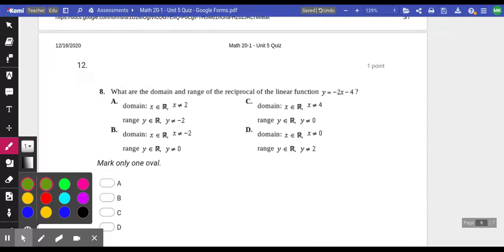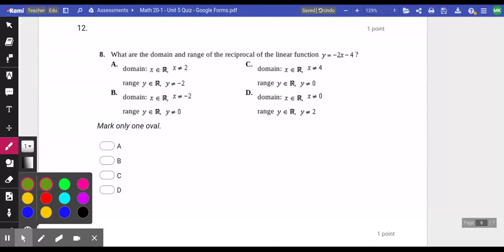Number 8. Oh, domain and range. We haven't talked about domain and range in a long time, so why not throw it at you, right? What are the domain and range of the reciprocal function of this linear function? Okay. Reciprocal of this thing would be y equals 1 over negative 2x minus 4.